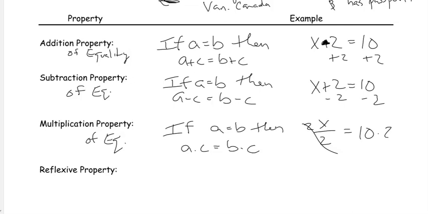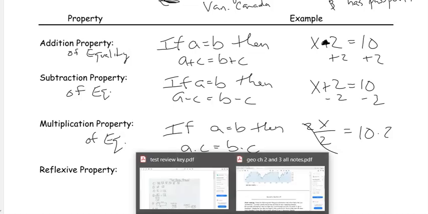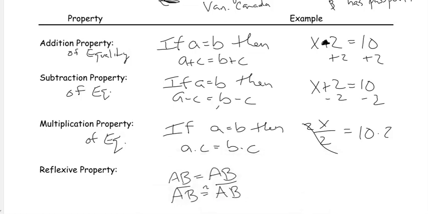Okay. Now this one is the funniest one, I think, of the bunch. The reflexive property says that AB equals AB. Anything is going to equal itself. Anything is going to be congruent to itself. Seems really silly. In a little while you'll see why that's useful.